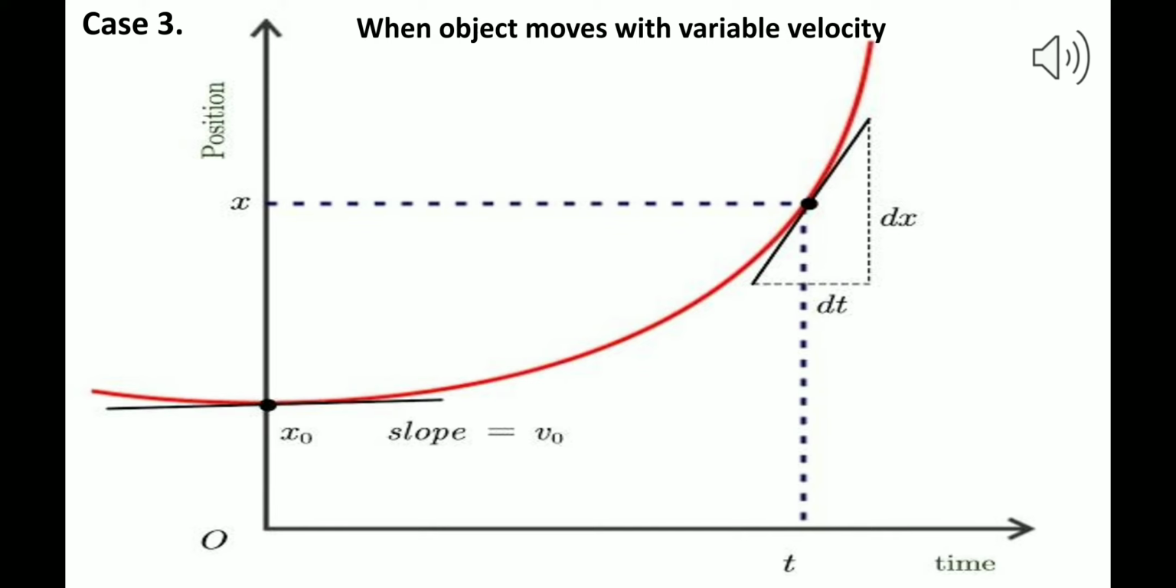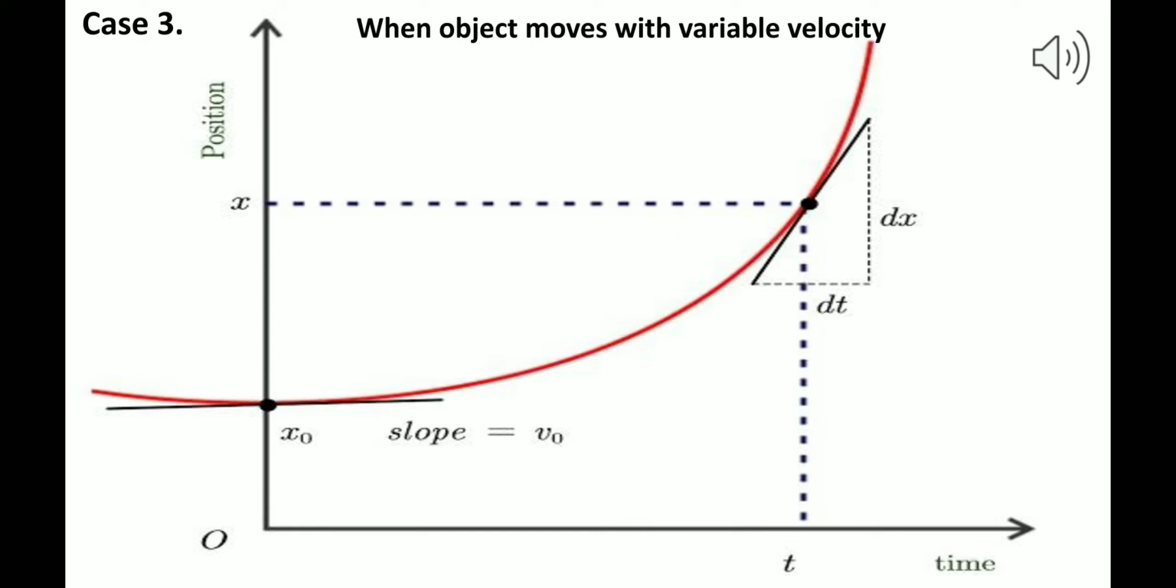Now, this is the case when the body is moving with variable velocity. That means the displacement moved by the body is different in the same intervals of time. So the body is moving with variable velocity, so we get the graph as a curve.